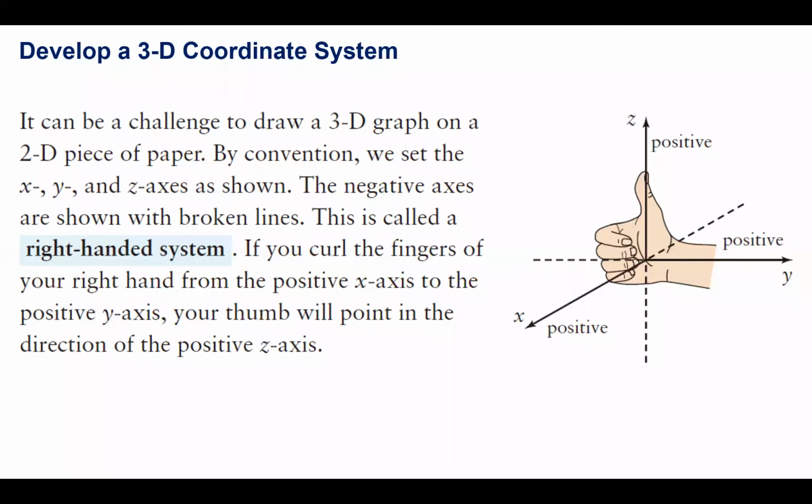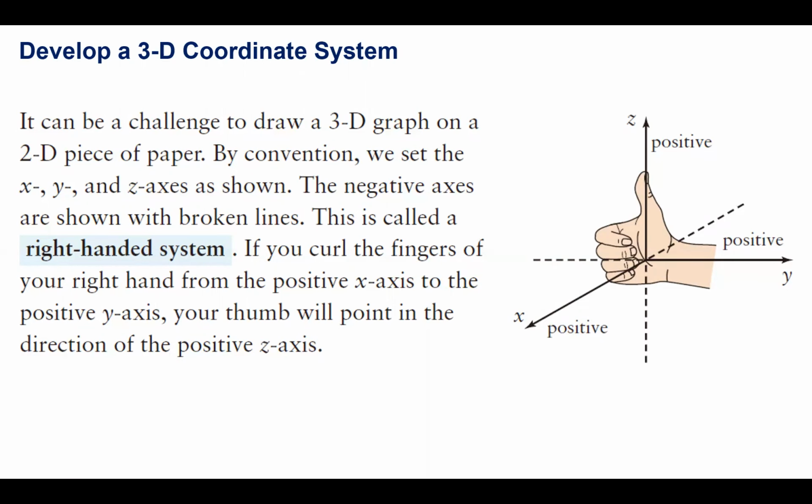Okay, first, let's develop a 3D coordinate system. It can be challenging to draw a 3D graph on a 2D piece of paper. By convention, we set the X, Y, and Z axis as shown here on the right. The negative axes are shown with broken lines. This is called a right-handed system.